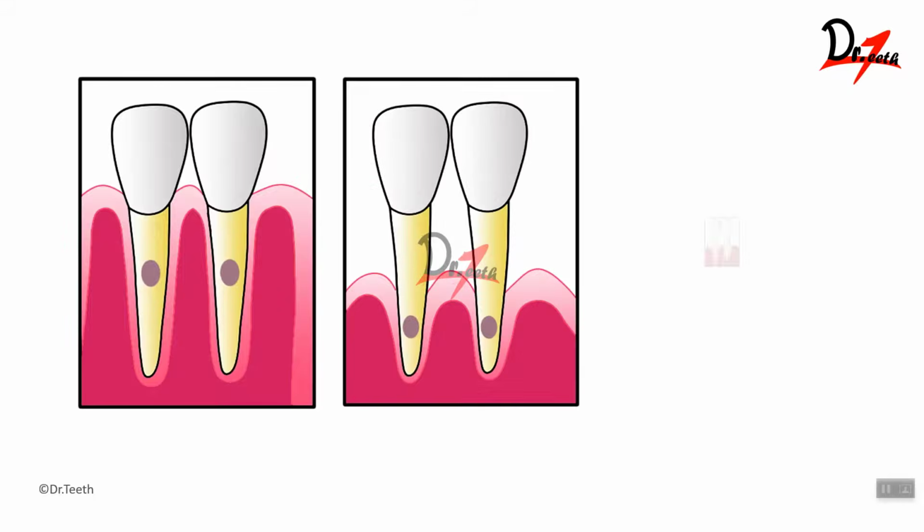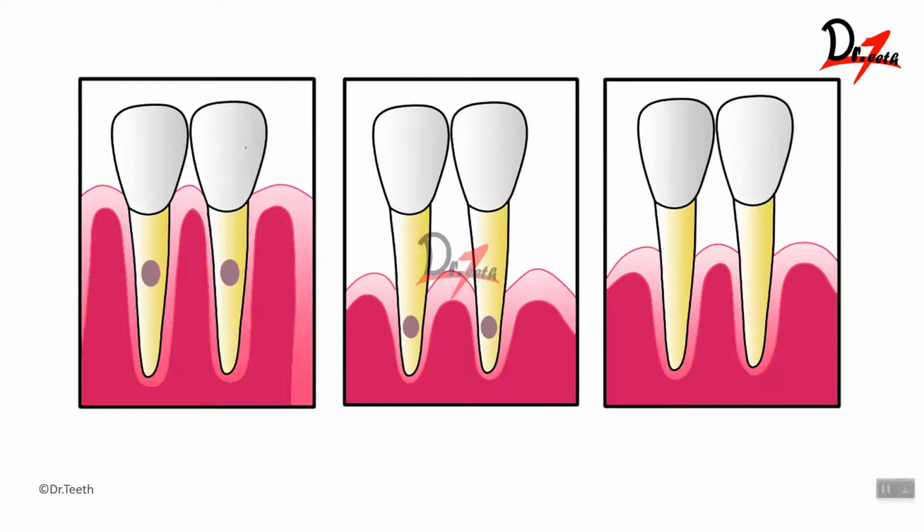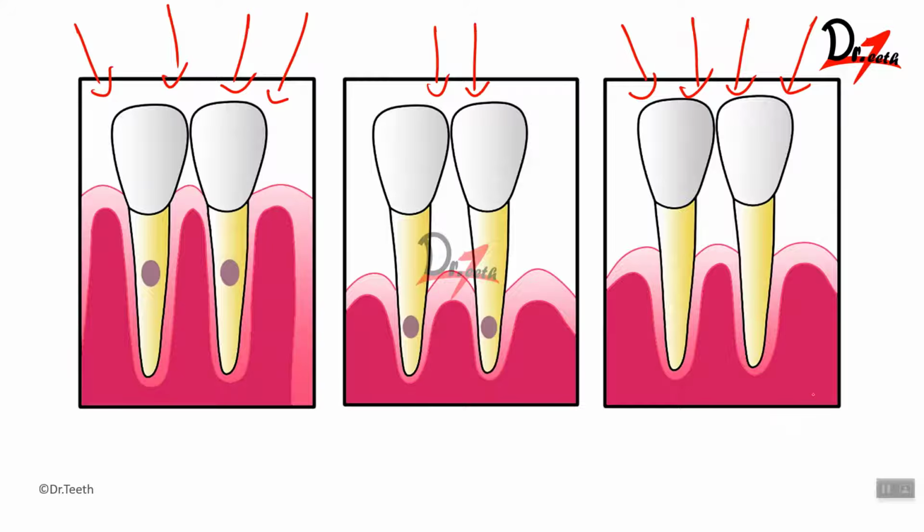So quickly let's revise the primary, secondary and combined trauma from occlusion. In primary, the periodontium is healthy, but there are abnormal or heavy forces which are applied onto the tooth. In secondary trauma from occlusion, there are normal forces of occlusion being applied to a tissue which is already compromised, whereas in combined, abnormal forces of occlusion are applied to a tissue which is already compromised. So this is the most dangerous scenario.